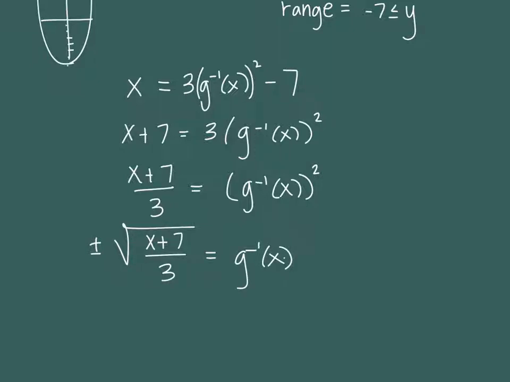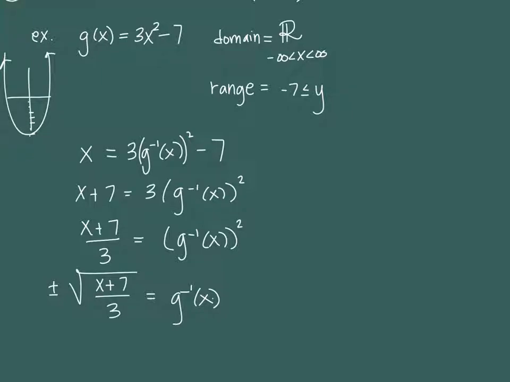And then you might be asked to find the domain and the range for that. Okay, well the domain and the range are the inverse of the original domain and the range. So the domain for this one and the range are now the reverse of what they were before. So the range is now all real numbers. And the domain is now negative 7 less than or equal to, but it's x.